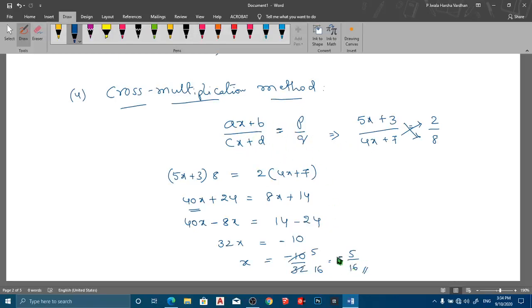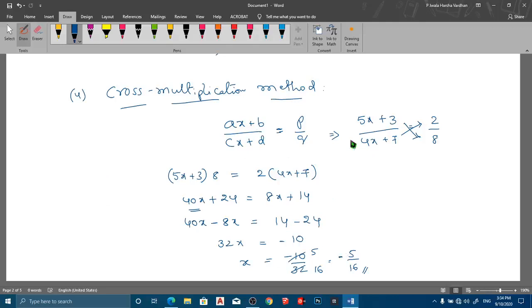If you substitute this minus 5 by 16 in both sides of the equation, you will get the same answer in both the LHS and the RHS. That is called the verification of the equation. So this is the cross multiplication method.